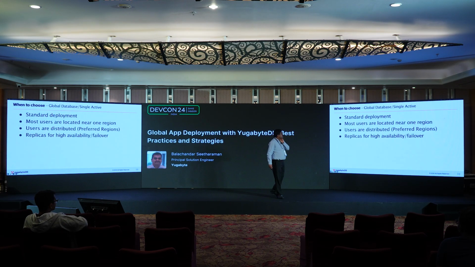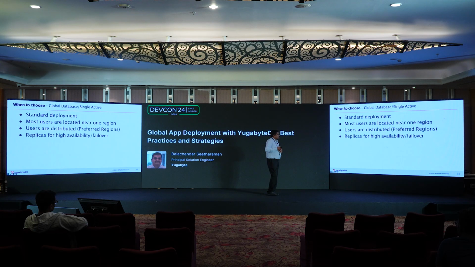When to choose this design pattern: you are going to give a standard deployment where most users are located in one region, because this is single active. Let's say my density is heavily in Mumbai, or maybe in the central region of India. Our users are distributed based on the preferred region. You can even route it through your load balancer.